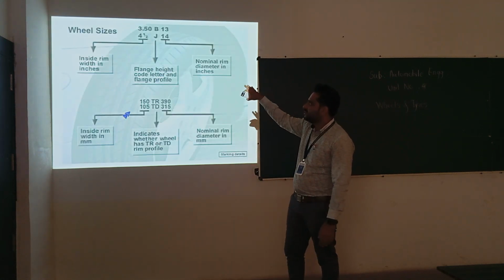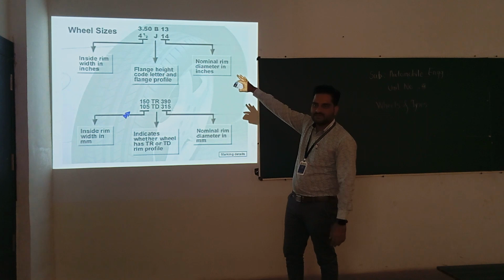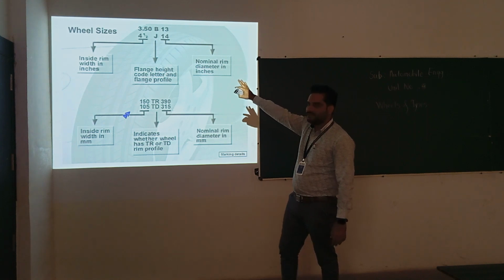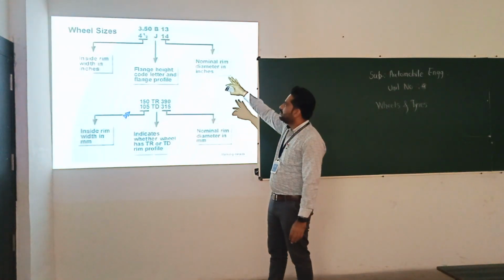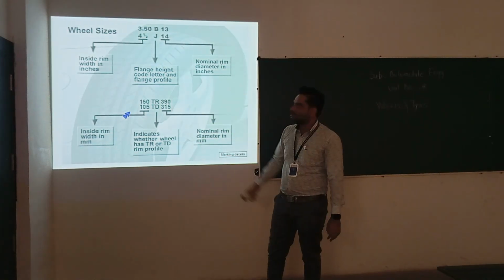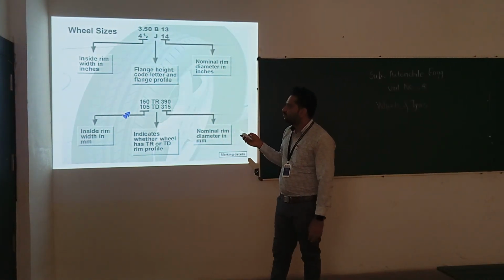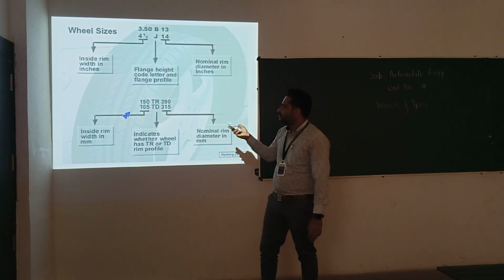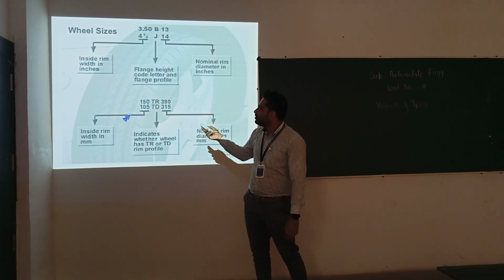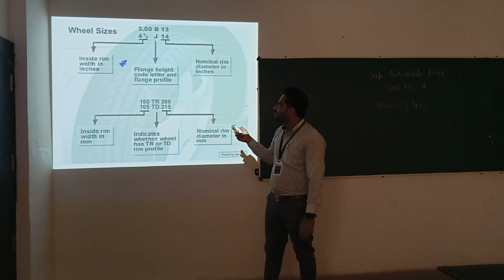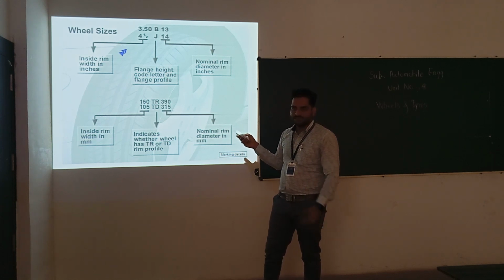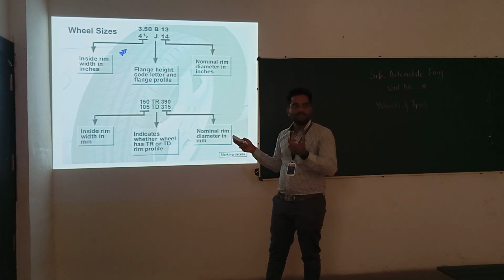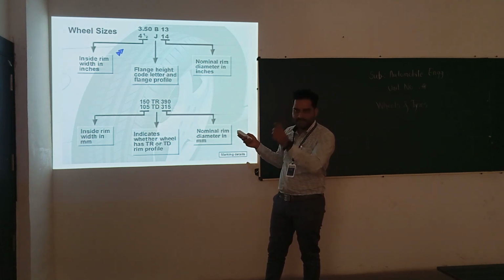How are the wheels specified? There is one example: 3.50 B13 or 4 half J14. What is that 3.50 or 4 half? 4.5. That is the inside rim width in inches. Inside rim width of the rim, W, is mentioned initially.